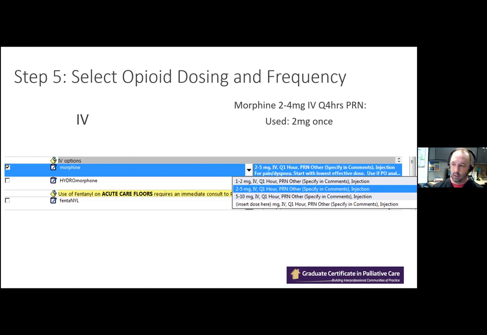So again, she has done well with the 2 to 4 milligrams. The range in the order set in this case is 2 to 5. But here's the important thing to call out is the dosing interval of every hour. Again, looking at that kind of peak effect.